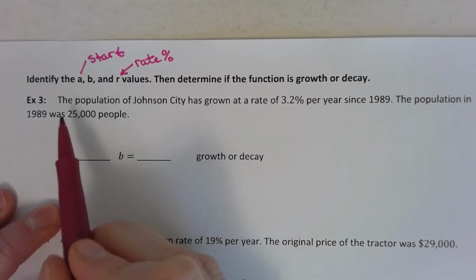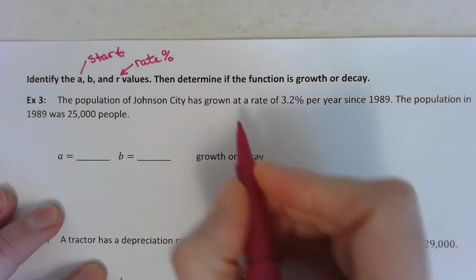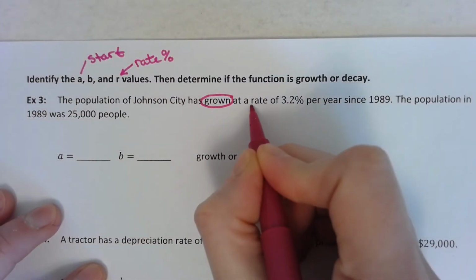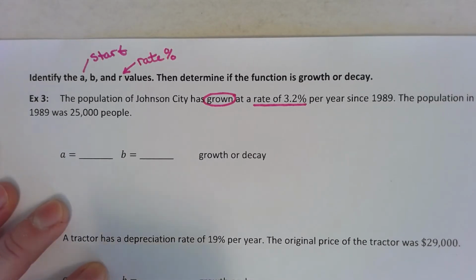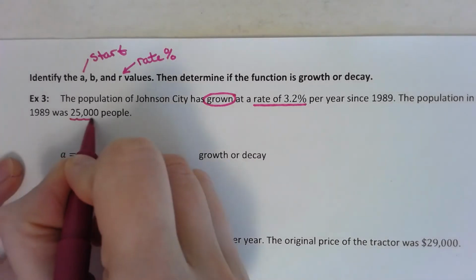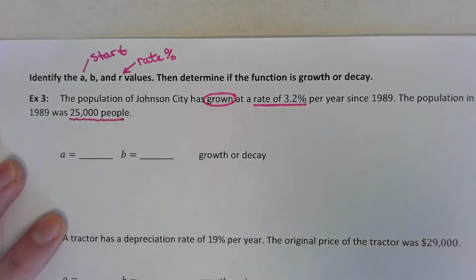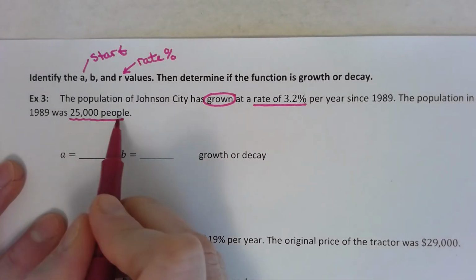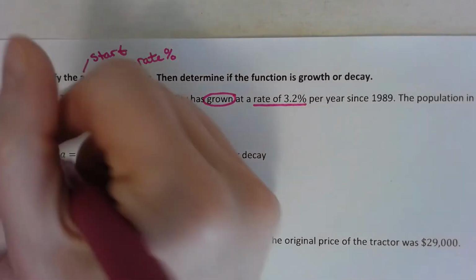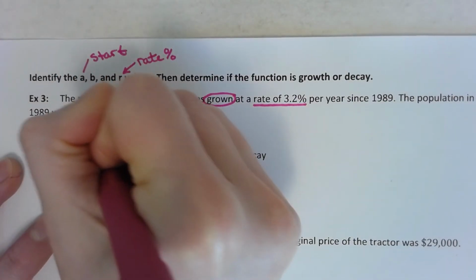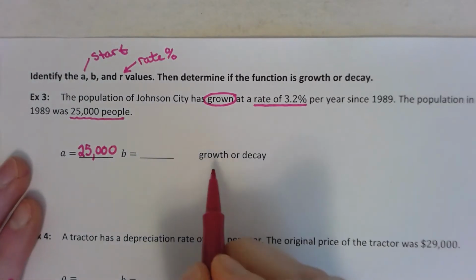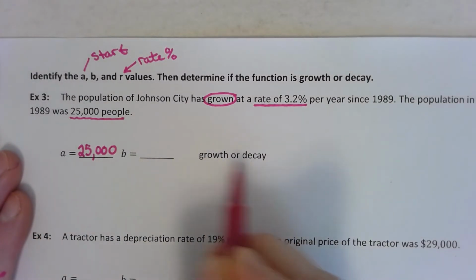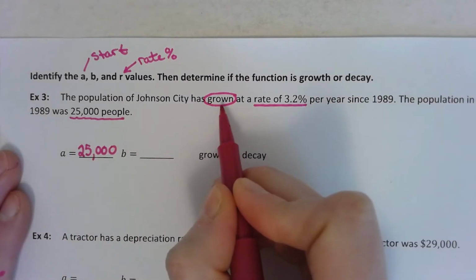So example 3 says, the population of Johnson City has grown at a rate of 3.2% per year since 1989. The population in 1989 was 25,000 people. So this problem is talking about population, and they told us that they started off with 25,000 people. That was 1989. So that's going to be our A value. Now the B value is actually going to depend on if this is growth or decay.